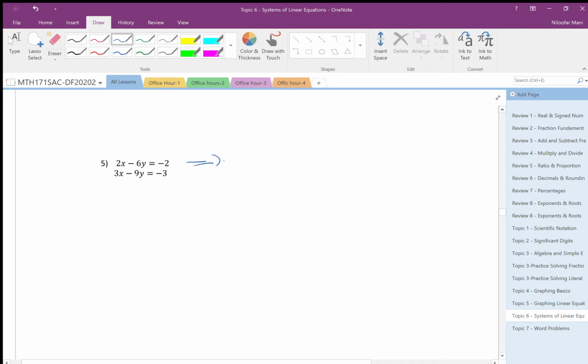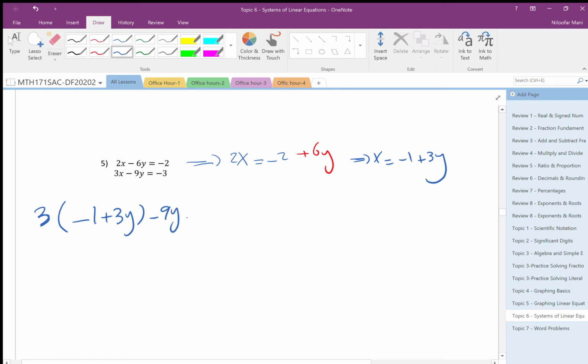So I have 2x equal minus 2 plus 6y, so I can change the sign, I can change the color because I'm changing the sign, and then it is x equal minus 1 plus 3y. Good. I divided by 2, but surprisingly I just cancel, and that's perfect. When I do that, I substitute in the other equation. Remember, I need bracket because I have several for x. At the beginning I have just x, but now I have minus 1 plus 3y. So minus 1 plus 3y minus 9y equal minus 3.